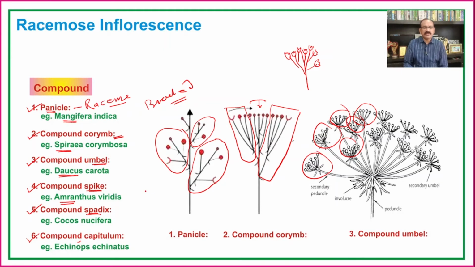Or even here there is a development of a spherical type of structure in Echinops, and here there is a development of many capitulum, and this type of inflorescence is known as compound capitulum.